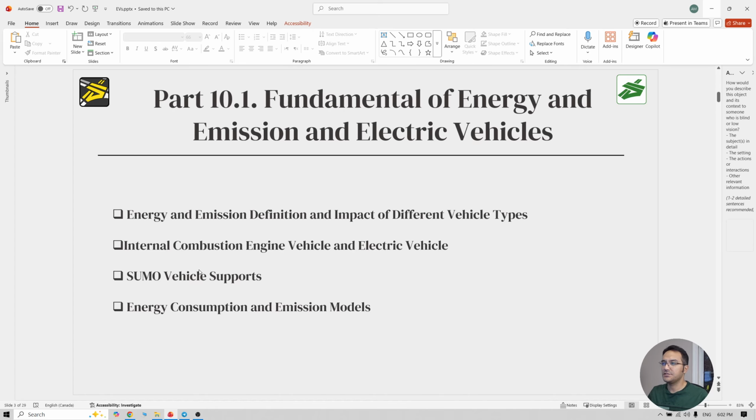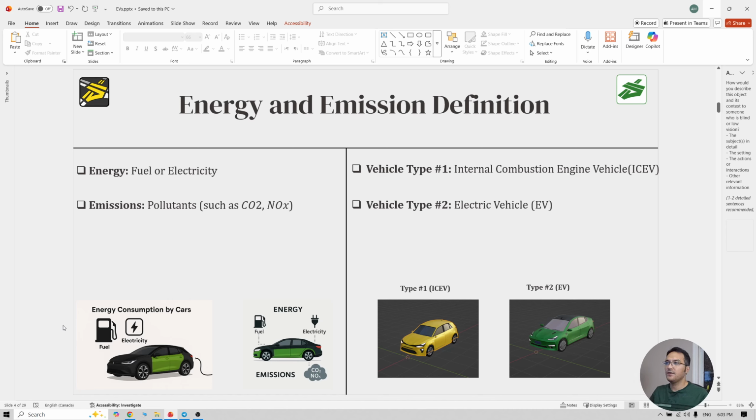This tutorial includes four topics. One is energy emission definition and impact of different vehicle types, and number two is internal combustion engine vehicles and electric vehicles. We're going to talk about SUMO vehicle supports and energy consumption and emission models.